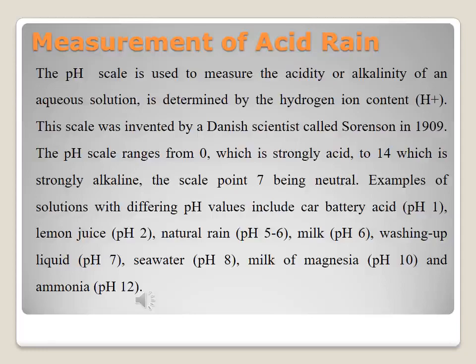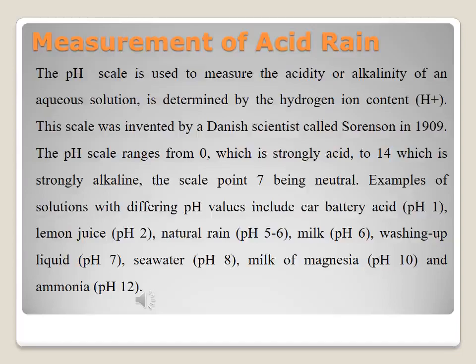Measurement of acid rain. The pH scale is used to measure the acidity or alkalinity of an aqueous solution. It is determined by the hydrogen ion content. This scale was invented by a Danish scientist called Sørensen in 1909. The pH scale ranges from 0, which is strongly acidic, to 14, which is strongly alkaline, with 7 being neutral.